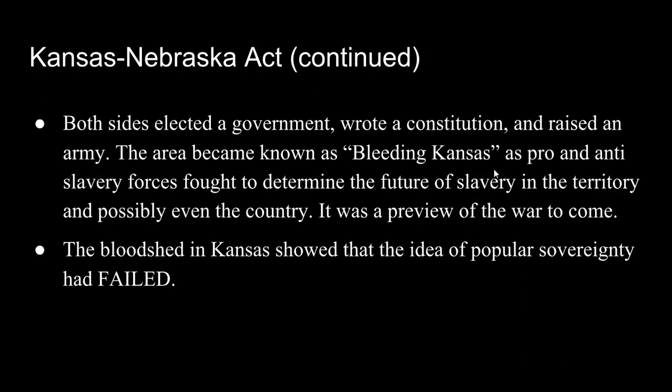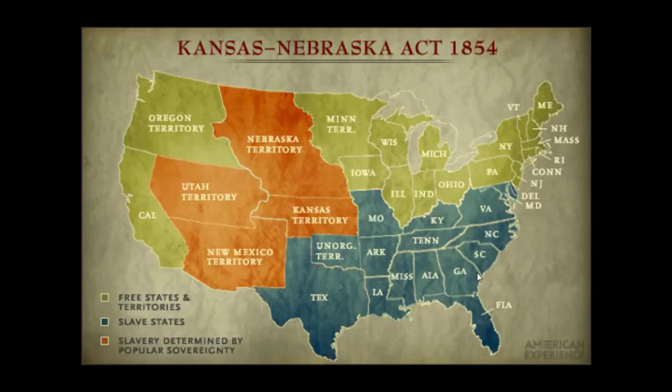The area became called Bleeding Kansas, as pro and anti-slavery forces basically went to war with each other to determine the future of slavery in that territory. And it's really a preview of the war to come. This is a preview of the Civil War. We've got over 200 people killed in Kansas, with pro and anti-slavery folks going at it. And the bloodshed in Kansas showed that this idea of popular sovereignty had failed. And that's a key that the Standard wants you to know, is that you need to see how popular sovereignty failed in the Kansas-Nebraska Act.